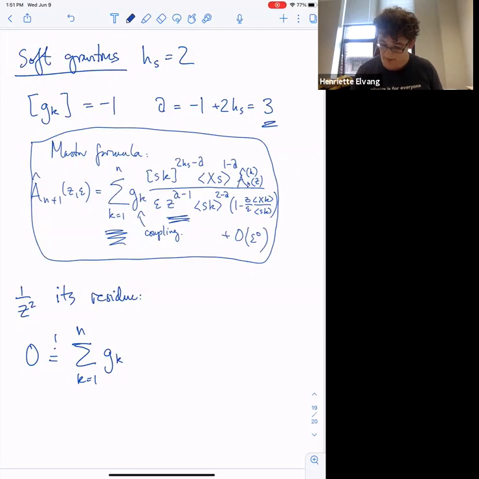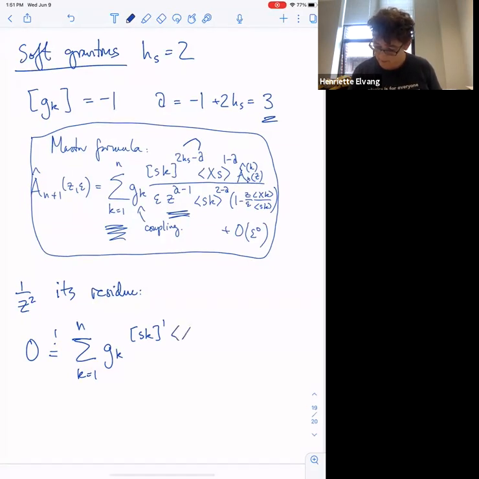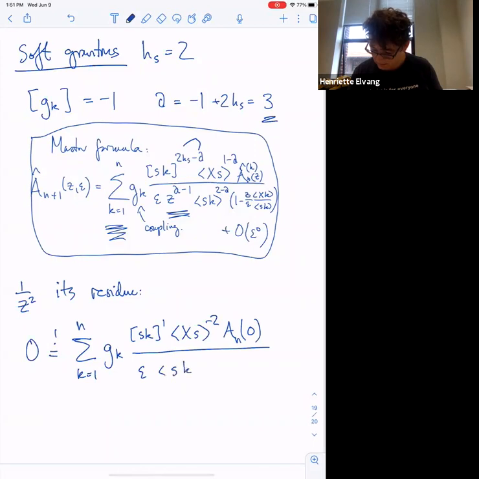We get whatever the coupling is times s_k now, and this will be to the first power, because it's 4 minus 3 that sits up here in this part. We get a factor, which is x_s to the minus 2. That doesn't matter, that goes outside the sum. We get our amplitude A_n evaluated at 0. And then we have epsilon, we have z squared. Well, it's the residue I'm computing, so there's no z. And then I have s_k here to the minus first. And this part here doesn't contribute anything at the leading z pole.